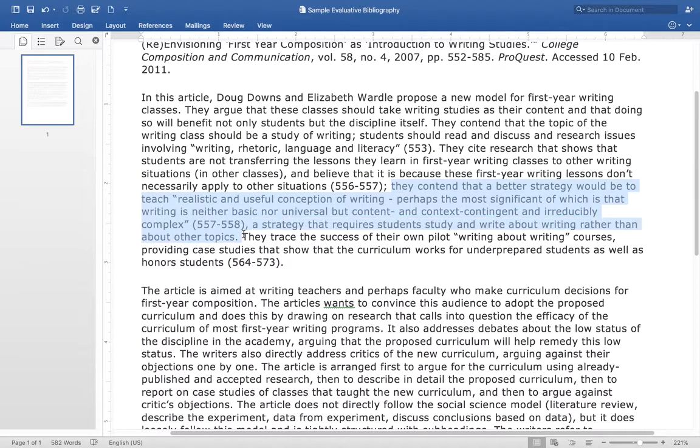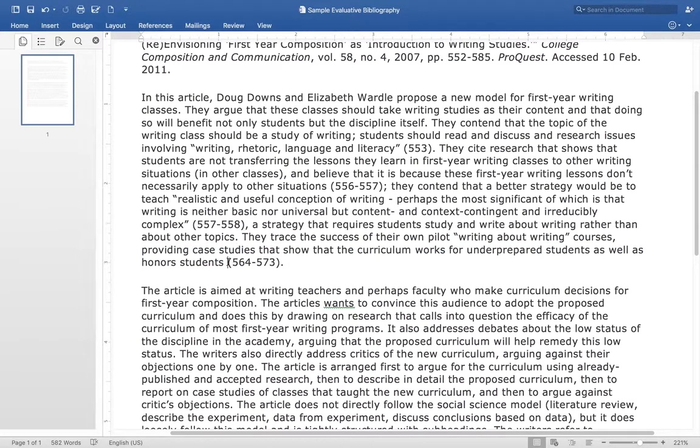Okay, they cite research here that does this, and then they say, here's our solution to it. Our better strategy is one that acknowledges this and requires that students study and write about writing rather than about other topics. Because in order to understand that writing is neither basic nor universal, you have to have courses that encourage students to study writing. And then finally, they talk about this third portion. They talk about the success of their own pilot writing courses, providing case studies that show that the curriculum works for underprepared students as well as honors students. So this is kind of the outcomes section.